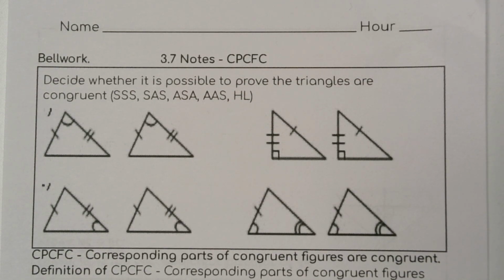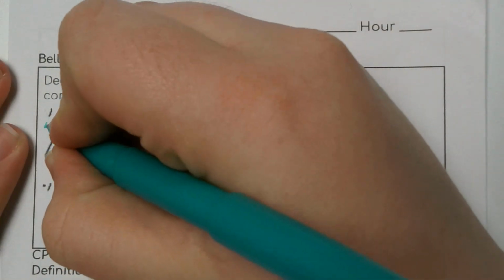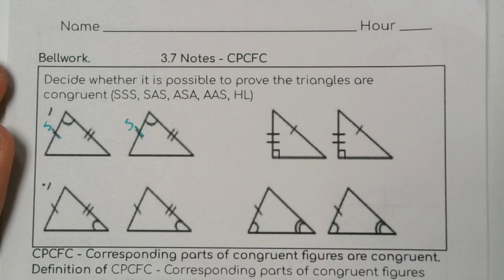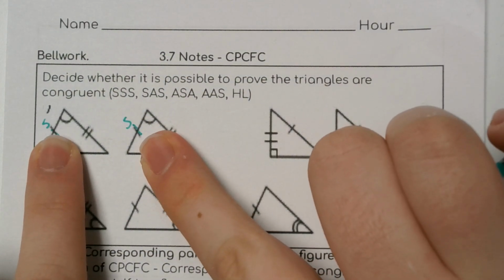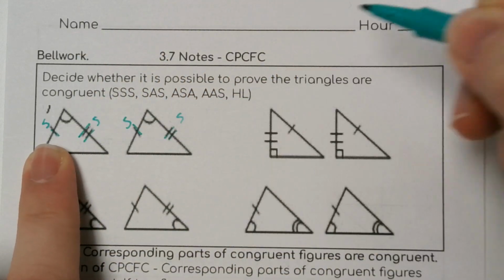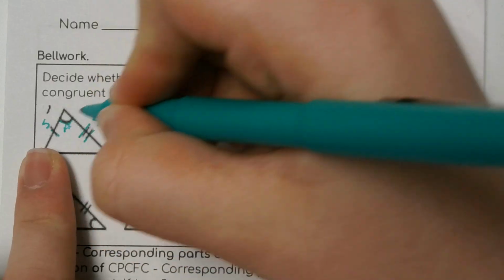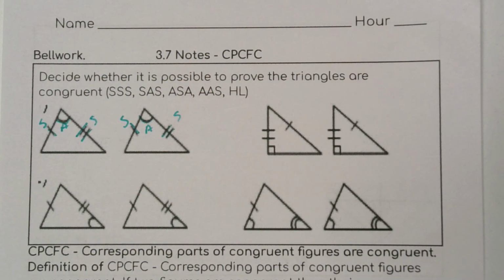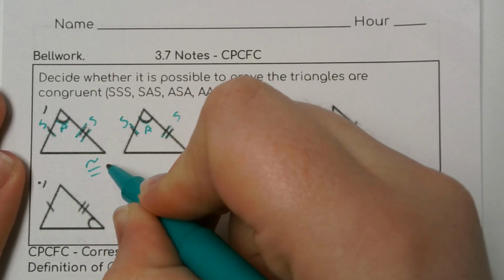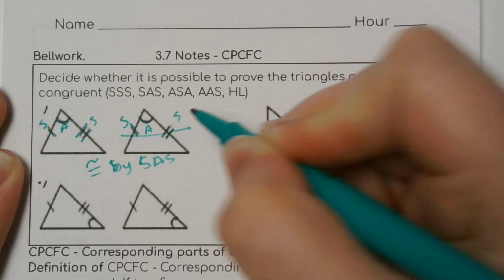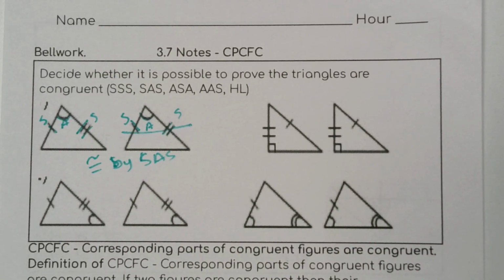Alright, so for this bell work, the first thing that we want to do is label our sides with S's and our angles with A's. So in this case, we both have one tick mark on these two, so that's one pair of S's. Okay, there's another pair of S's here. And then we have these angles. So can we say that these are congruent or not? They're congruent by what? SAS. Good. So congruent by SAS, because if we spelled that out as it looks, SAS.